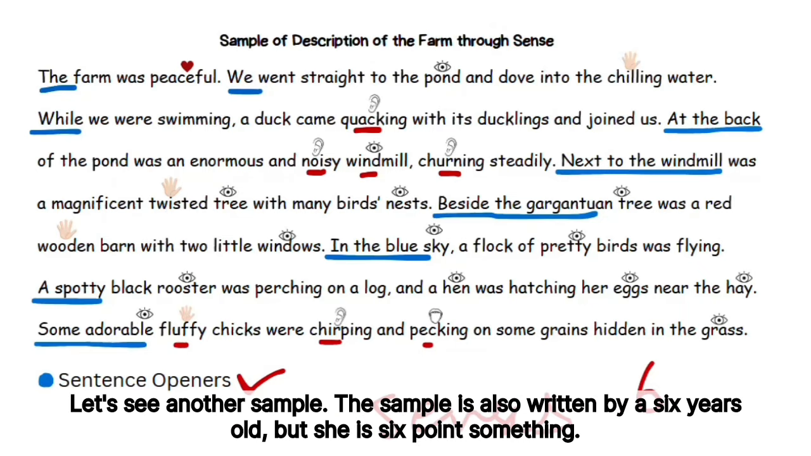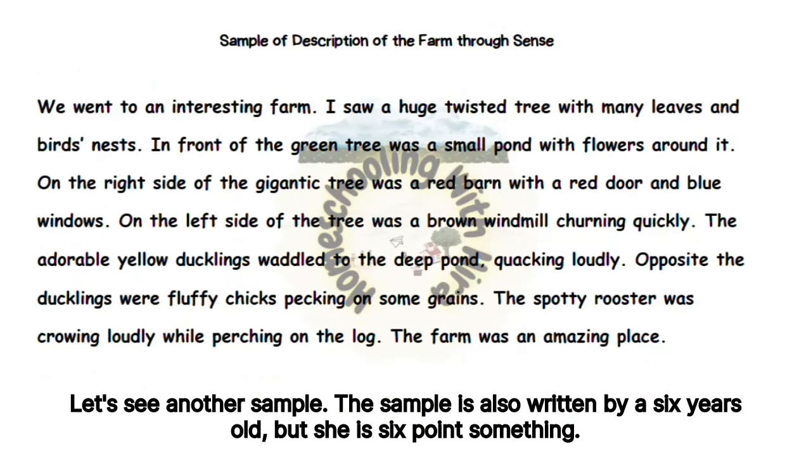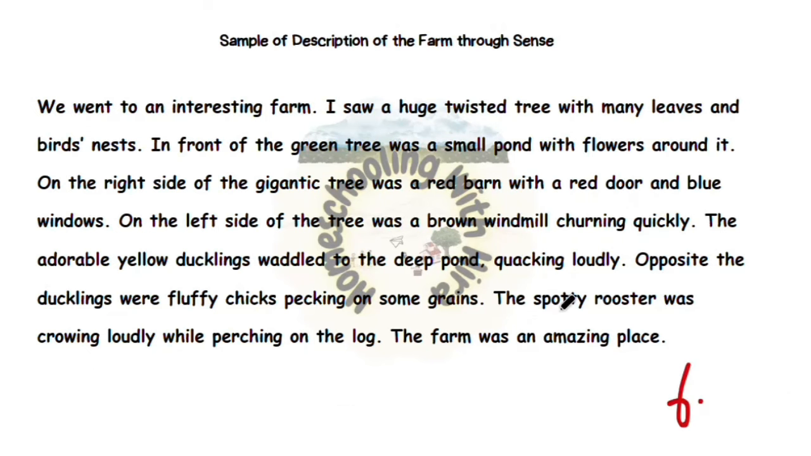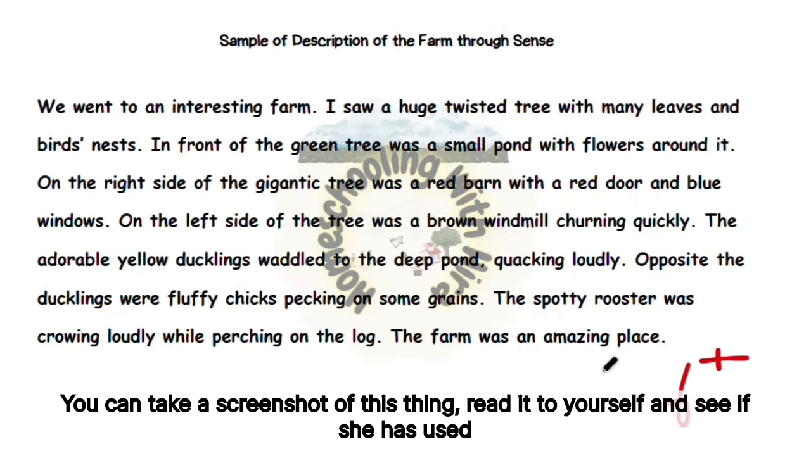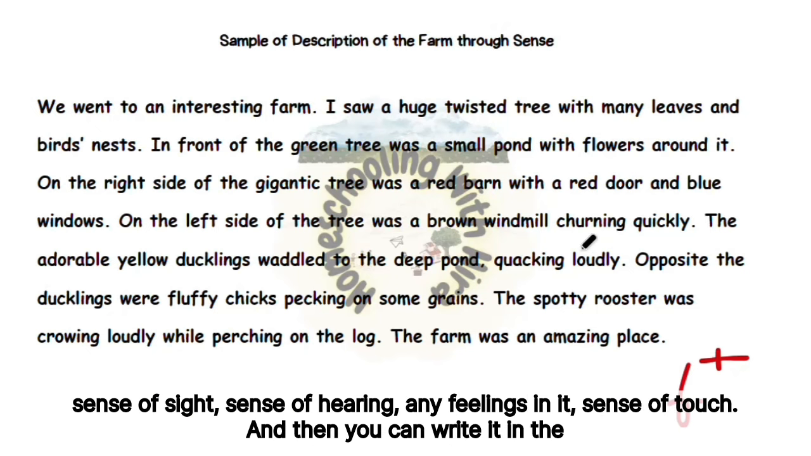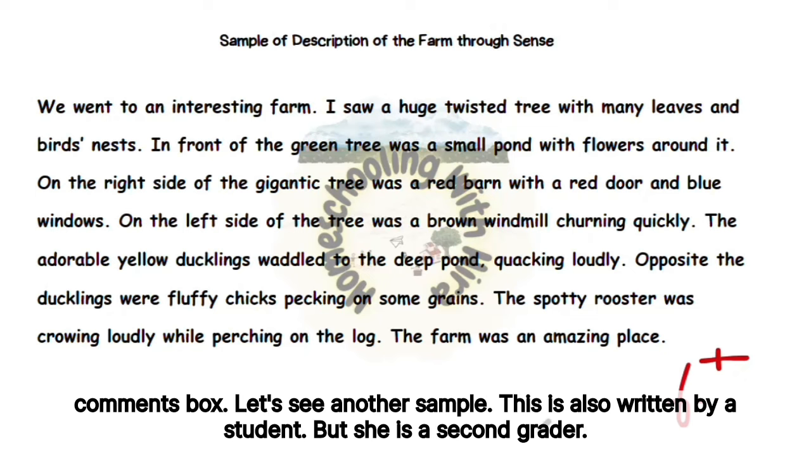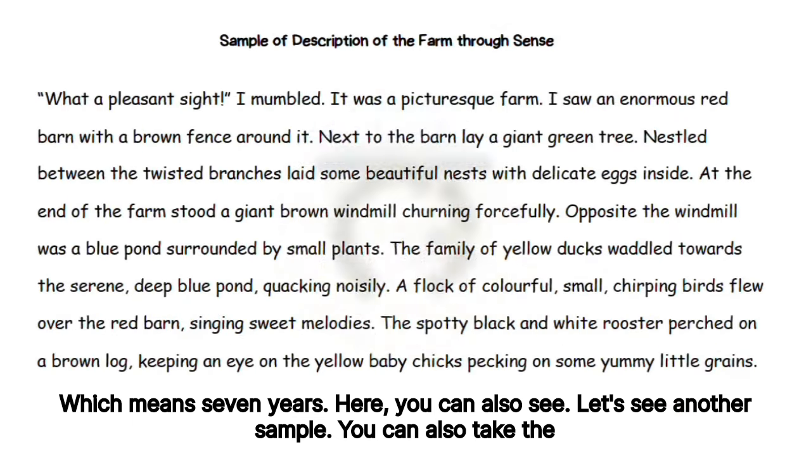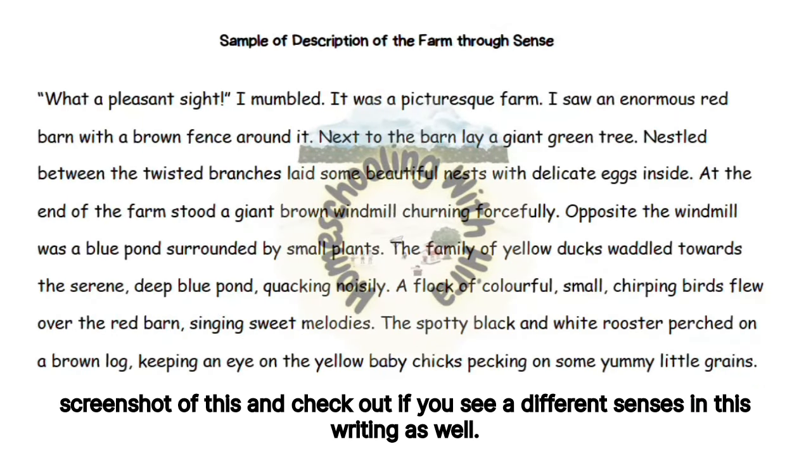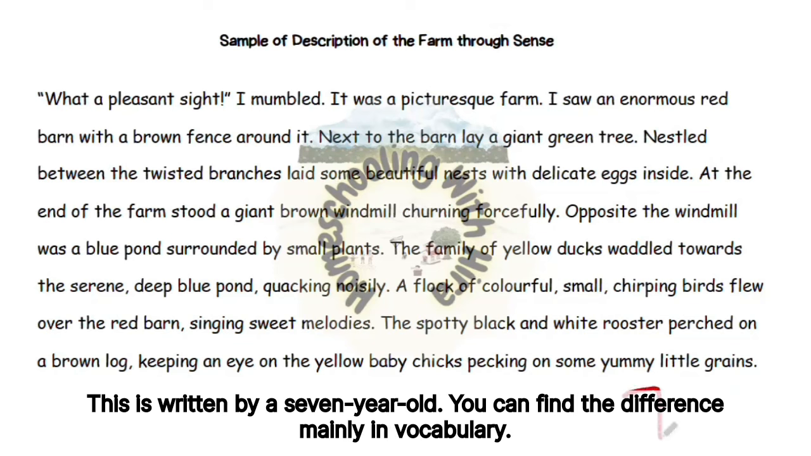Let's see another sample. This sample is also written by a 6 years old, but she is 6 point something. Okay, you can take a screenshot of this, read it to yourself, and see if she has used sense of sight, sense of hearing, any feelings in it, sense of touch, and then you can write it in the comments box. Let's see another sample. You can also take a screenshot of this and check out if you see different senses in this writing as well. This is written by a 7 years old.